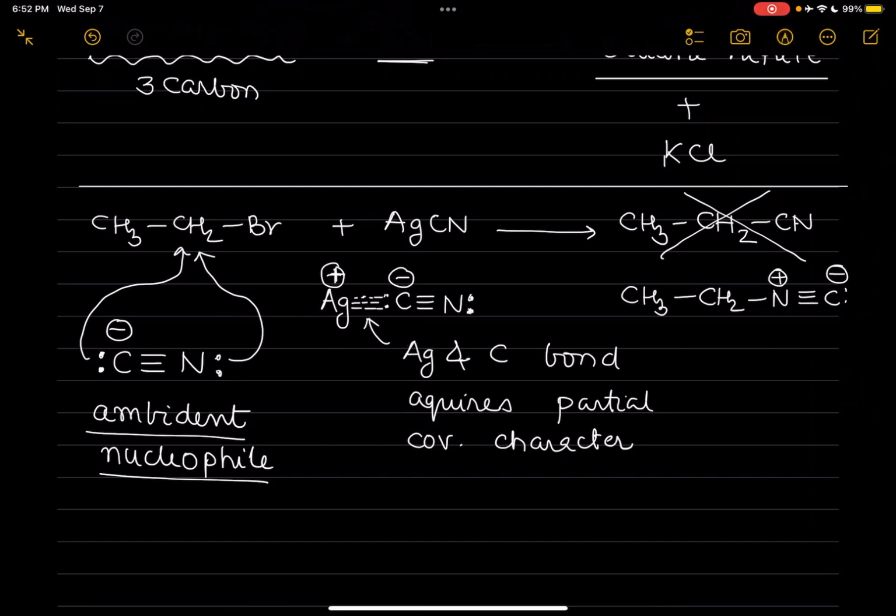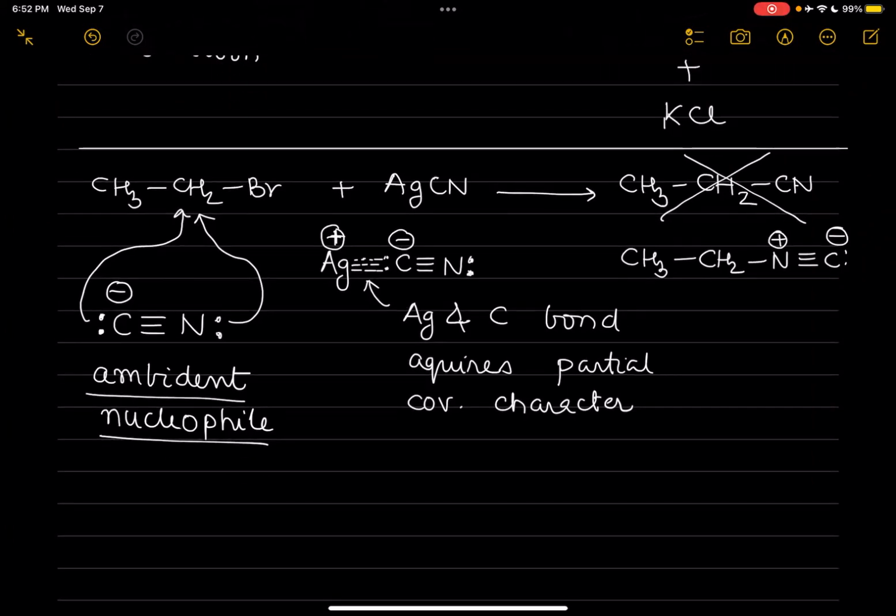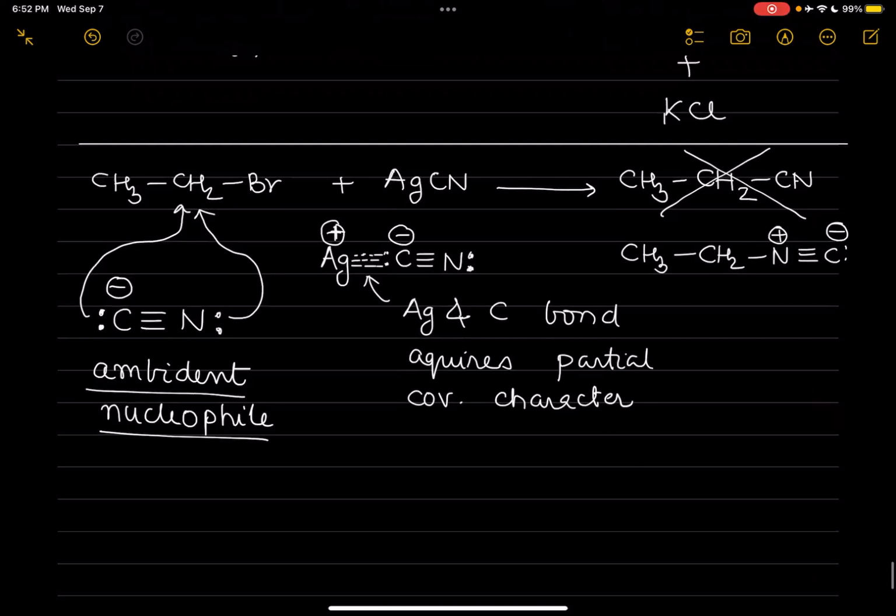But in this case, when you take silver cyanide, why is the carbon not attacking, Zain and Ryan? Tell me. You need to give the reason. Because it is an ambident nucleophile, right? Because of the lone pair, ambidentate. But why was it not attacking? The carbon was not getting joined.